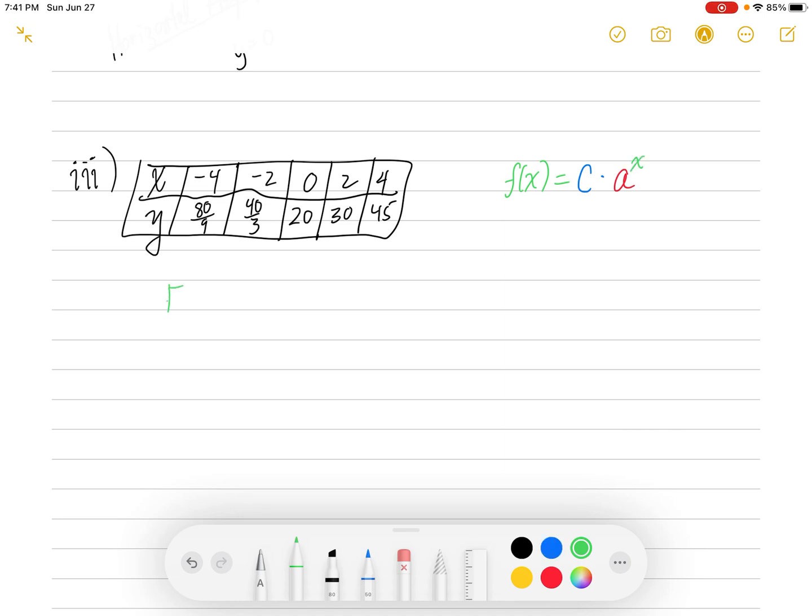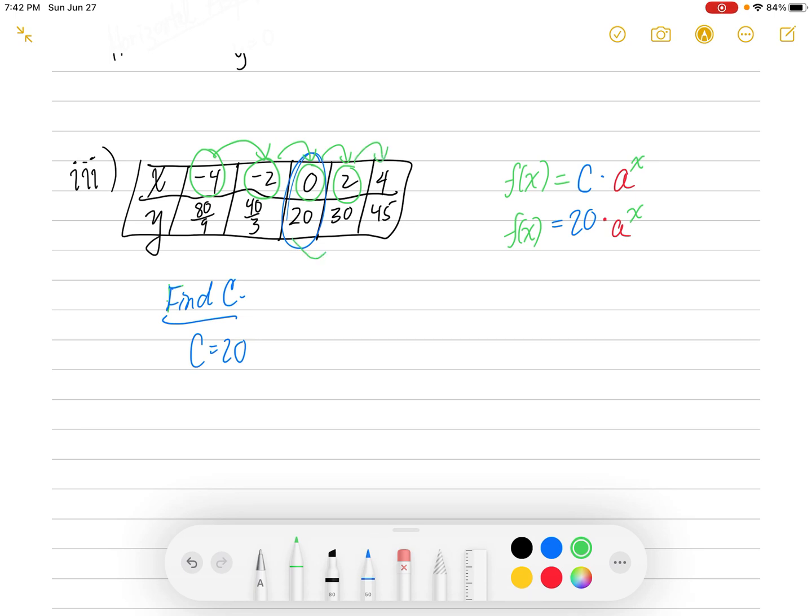Okay, so we know this is exponential, so it's f of x equals c times a to the x power. So we can easily find the c. The c is essentially just the y-intercept here. So when x is 0, y is 20, so the c is going to be 20. So we'll plug in a 20 there for c. So we're going to have f of x equals 20 times a to the x power.